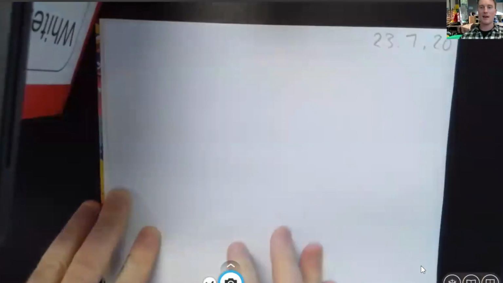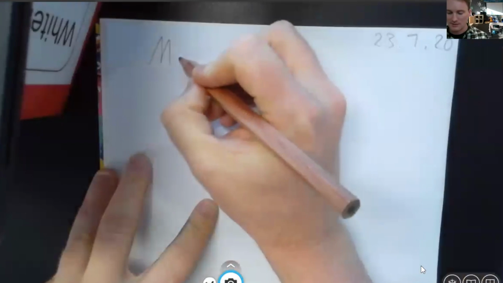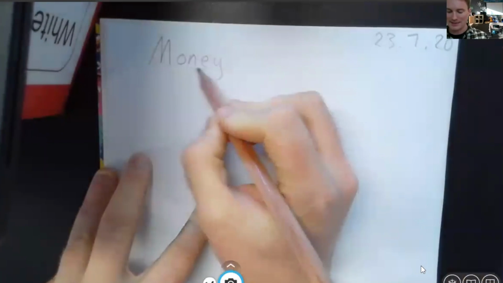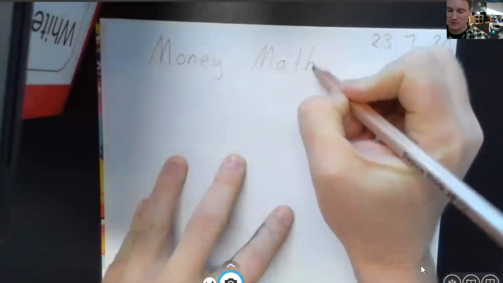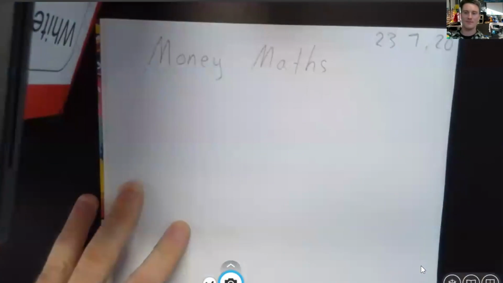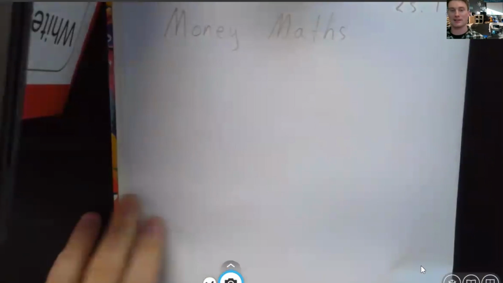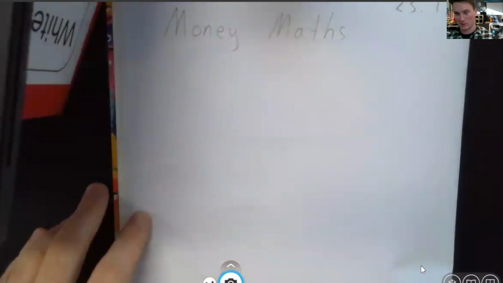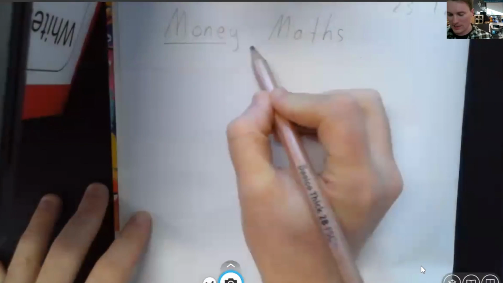Great. Now we can call this, let's do a little bit of a heading. Big capital M, money, money, and maths. Let's call it money maths. So pause the video and make sure you've done that. Now the question said, my lunch costs $5. So how can I make that with different coins? So let's write that down so we don't forget.